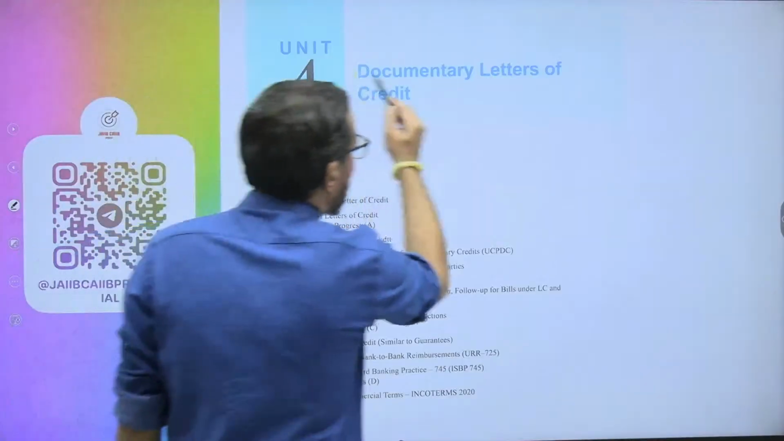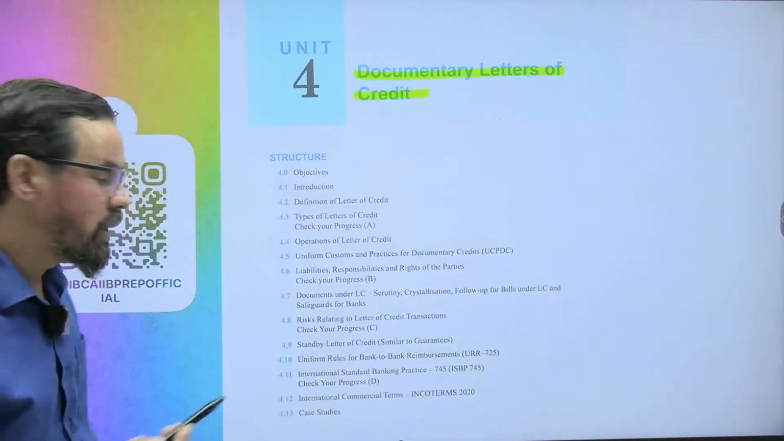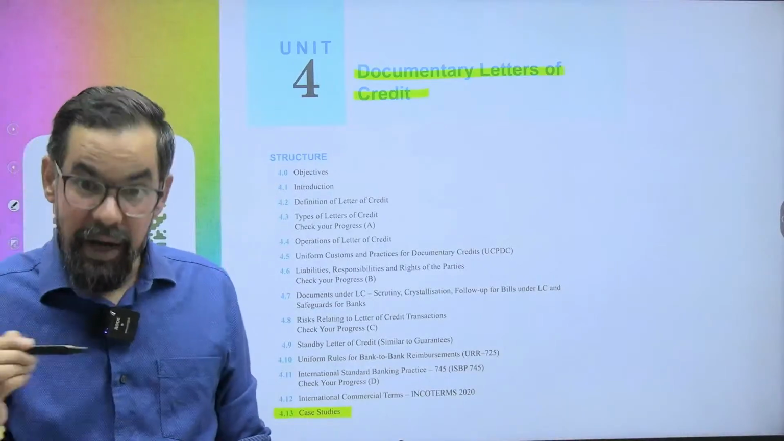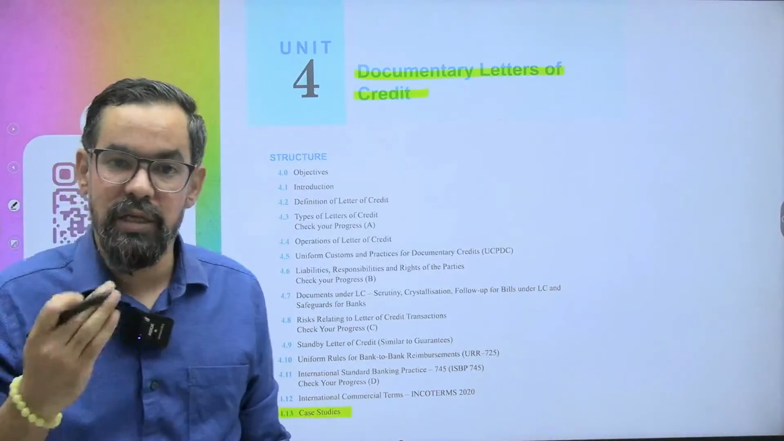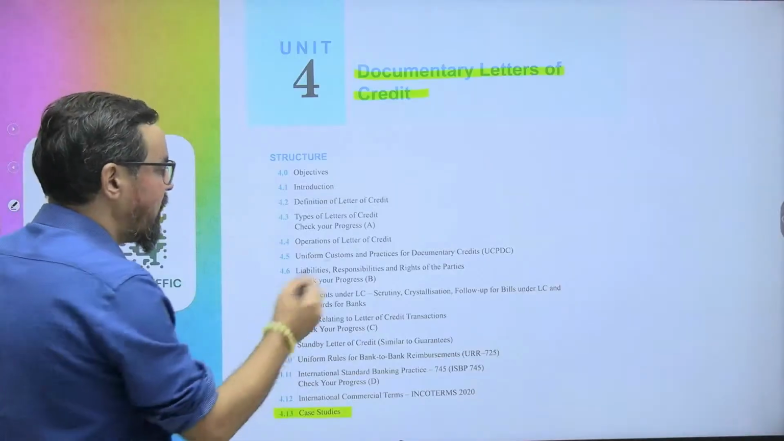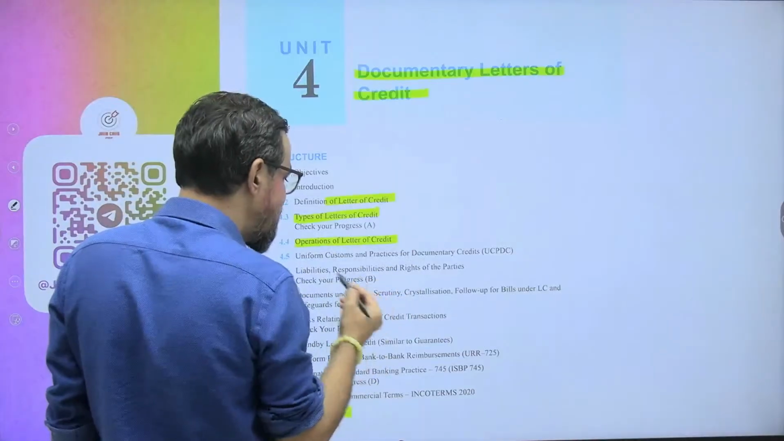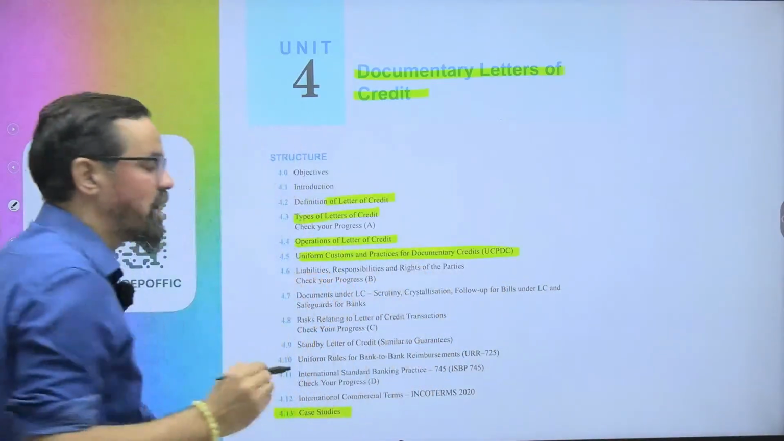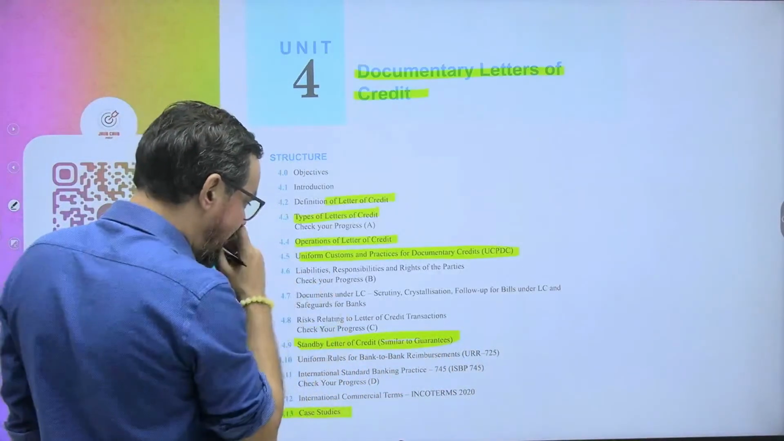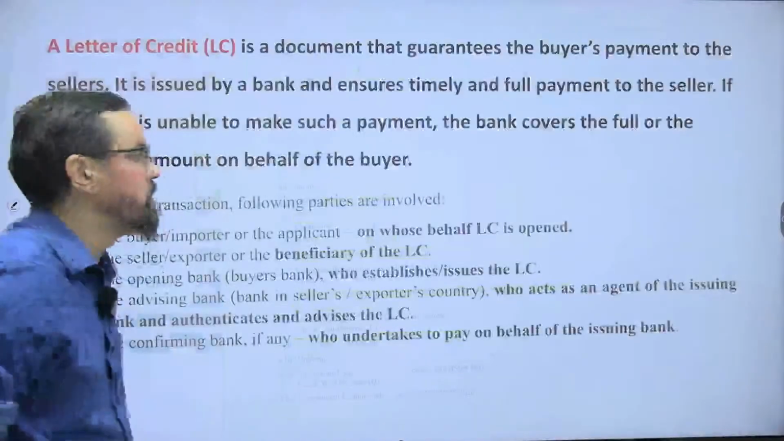Documentary letter of credit is a very important unit. You can face one case study based on this unit. There are some case studies given at the end of this unit. We will practice Macmillan case studies also, and I'm preparing some similar case studies, so that will be part of the study. Here we have LC, types of LC, and the operations of LC. UCP 600 guidelines are very important. Standby LC gets asked many times, and documents under LC is again a very important portion of this unit.